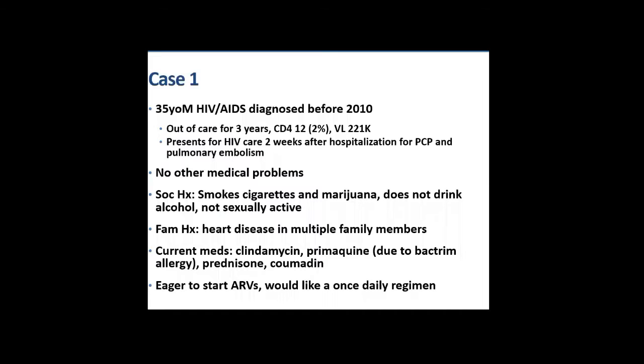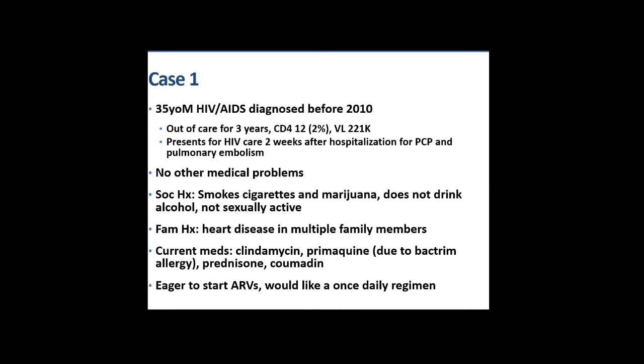So let's go to a case. This is a 35-year-old man with HIV diagnosed before 2010. He was out of care for 3 years and presented with a CD4 count of 12, or 2%, and a viral load of 221,000. He presented for HIV care 2 weeks after being hospitalized for both PCP and a pulmonary embolism. He otherwise has no other significant medical problems. He smokes cigarettes and marijuana, doesn't drink alcohol, and is not sexually active.